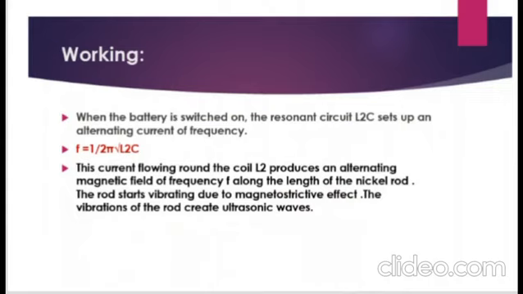Working: when the battery is switched on, the resonant circuit L2 C sets up an alternating current of frequency f is equal to 1 by 2π root of L2 C. This current flowing around the coil L2 produces an alternating magnetic field of frequency f along the length of the nickel rod. The rod starts vibrating due to the magnetostriction effect. The vibration of the rod creates ultrasonic waves. Thus, ultrasonic waves are produced.